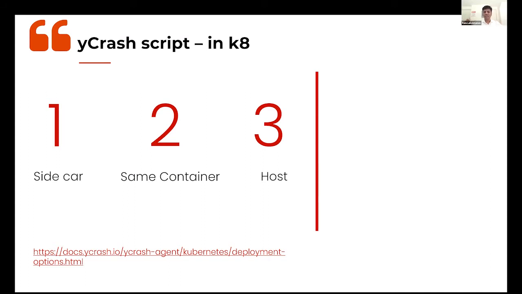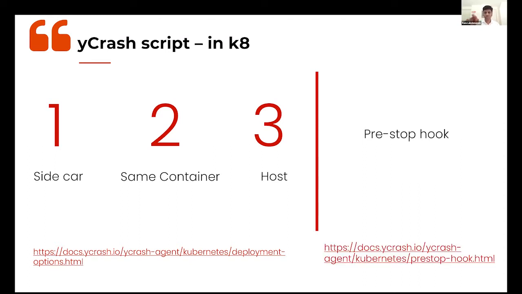One more option that I want to highlight is this: if your Kubernetes pod or container is recycled because of instability, then there is a concept called the pre-stop hook. To this pre-stop hook, you can also specify this yCrash script. When you specify the script, before your container gets recycled, the script gets triggered, and it's going to capture this 360-degree data for you.